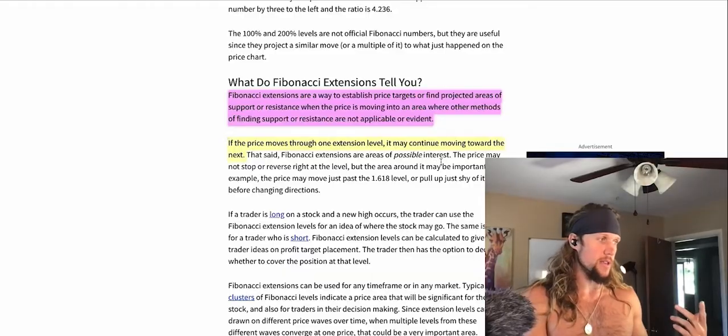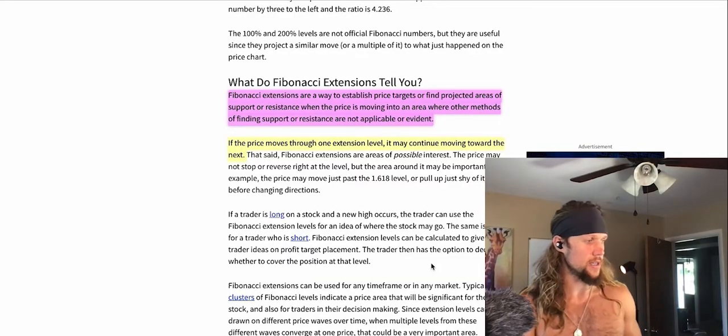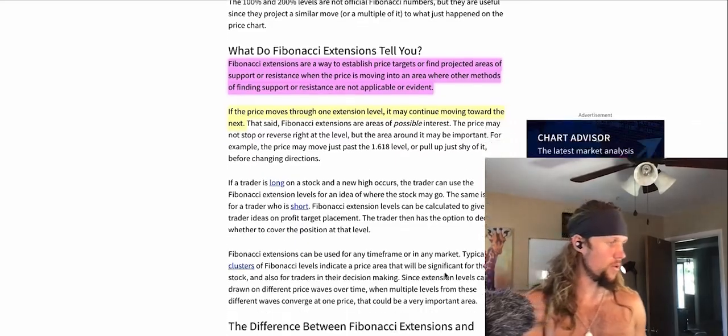And you use that with confluence on other key indicators. The key word, confluence. If the price moves through one extension level, it may continue toward the next. The same thing applies for Fibonacci retracements. Fibonacci retracements show where price may pull back, where the correction will come to. I'm going to show you an example of that now.